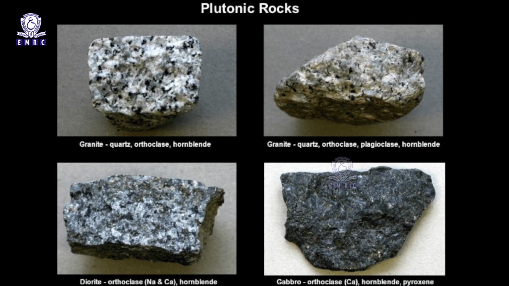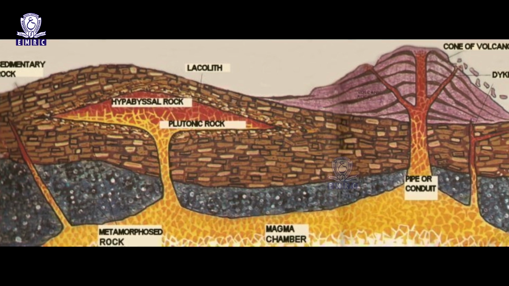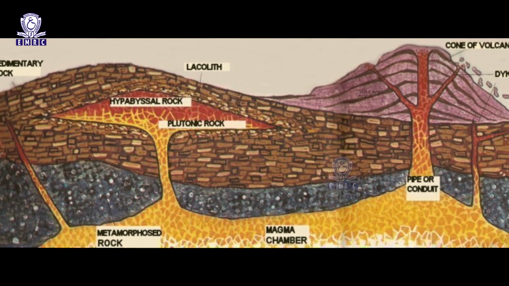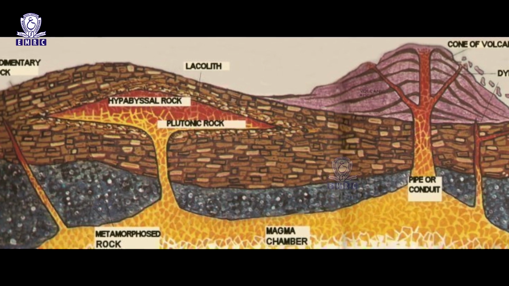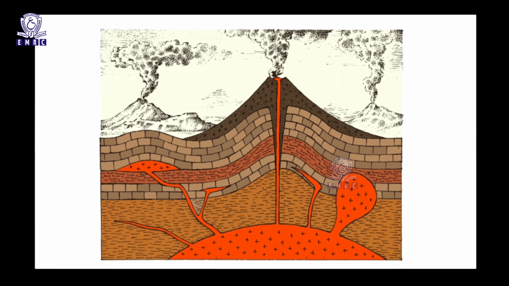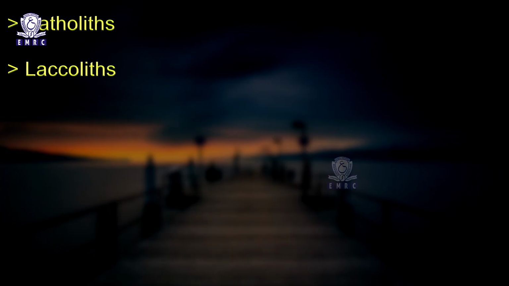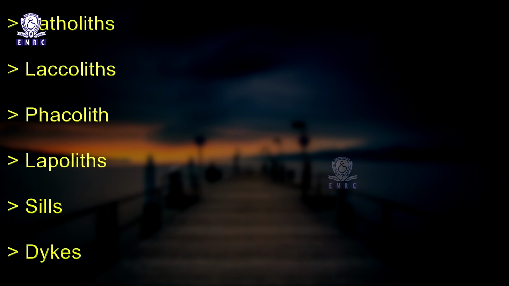Example, granite. Hypabyssal intrusive igneous rocks are formed due to the cooling and solidification of rising magma during the volcanic activity in the cracks, crevices, joints and hollow places just below the earth's surface. The resultant rocks are called hypabyssal intrusive igneous rocks. Depending on the form taken by the magma after cooling and solidification, the hypabyssal intrusive igneous rocks are classified as batholiths, laccoliths, phacoliths, lopoliths, sills and dikes.